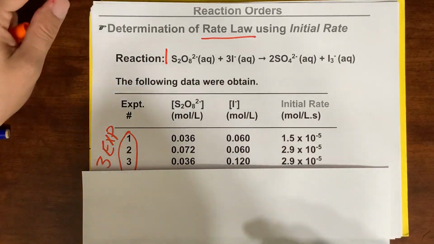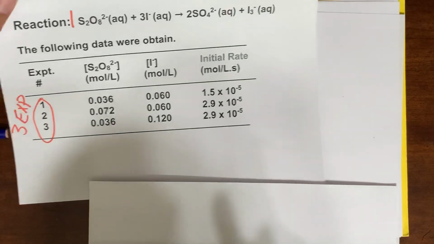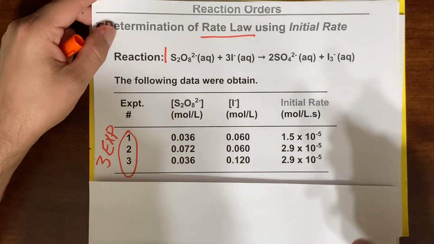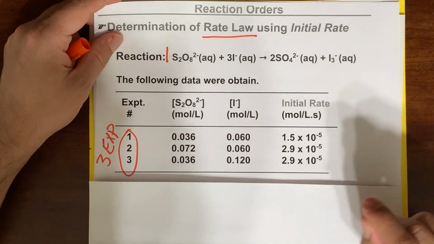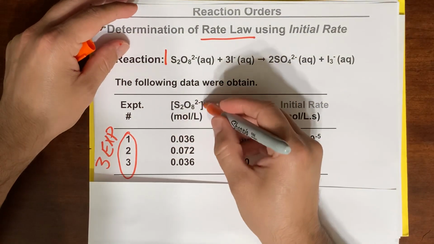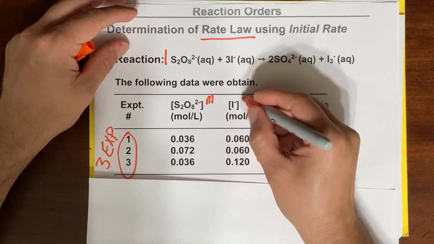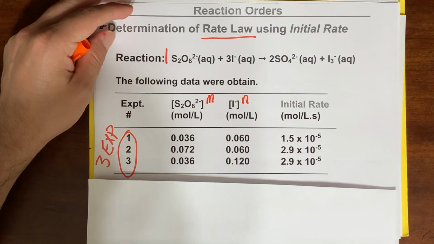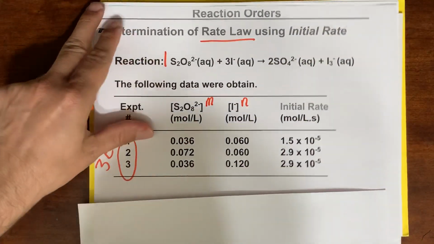Okay, and here's the way you do it. The first thing you need to do when you see such a question is write a rate law and define M and N. So I'm going to put the M for S2O8 and N for iodide. Just define them. We want to find those.